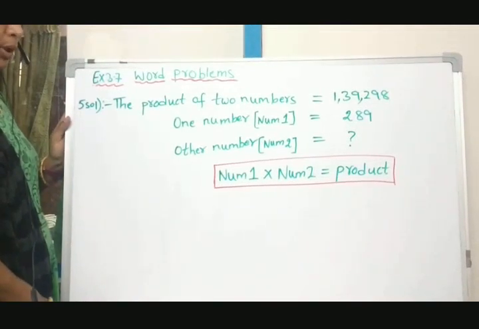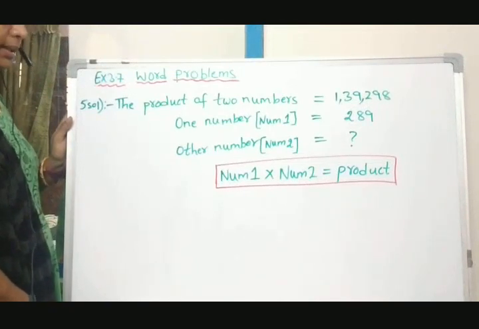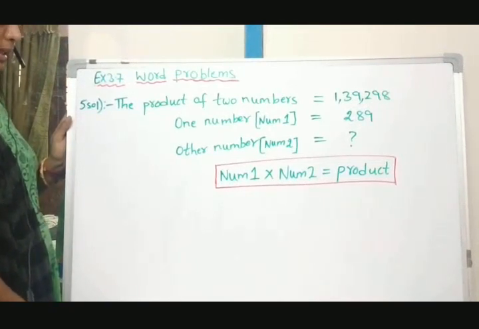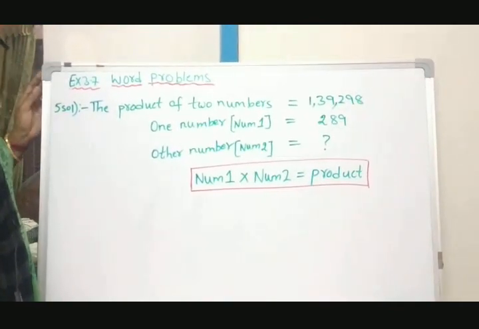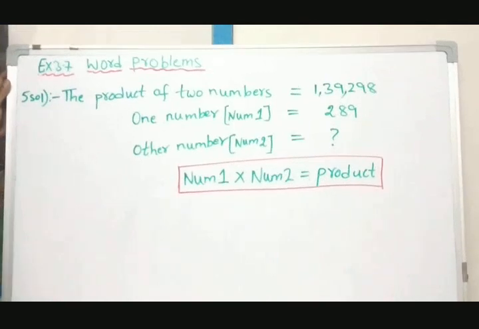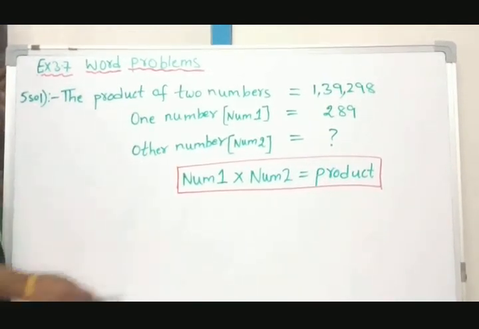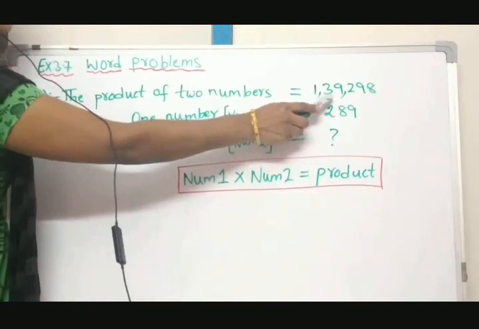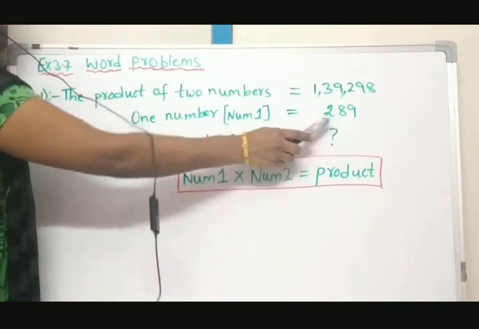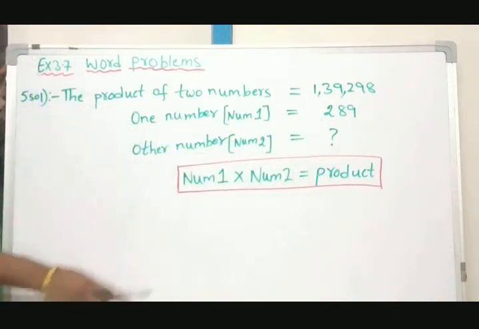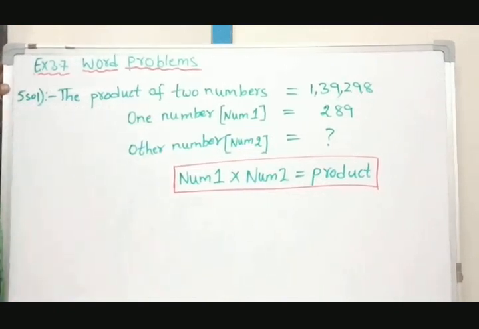Now, fifth solution. The question is, the product of two numbers is 1,39,298. If one of the numbers is 289, find the other. So here he is telling that when two numbers are multiplied, the product is 1,39,298. In those two numbers, one of the numbers is 289. We have to find the other number.